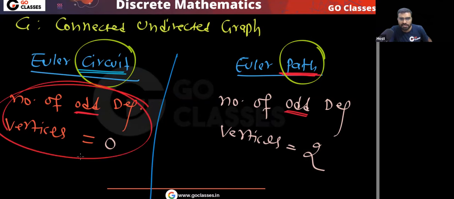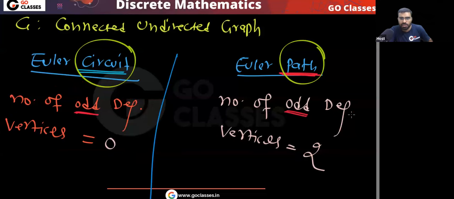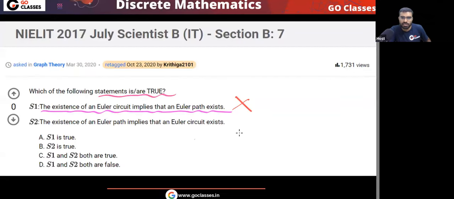If the number of odd degree vertices is 0, then it cannot be 2. If the number of odd degree vertices is 2, then it cannot be 0. So you can see these two things cannot happen together. So for this question, S1 and S2 both are false. Is this clear? Please tell me.